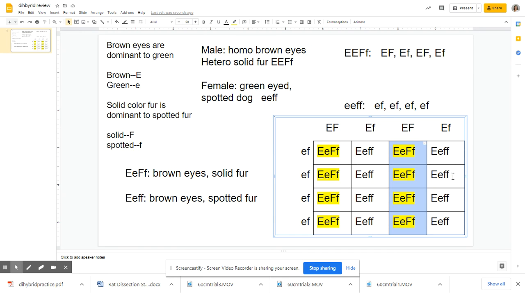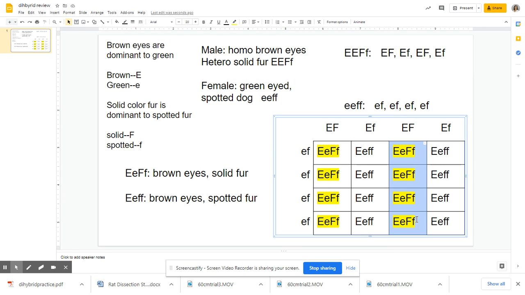And then, of course, the other 8 boxes, or the other 50% chance, belongs to puppies with brown eyes and spotted fur. And let me just make sure I said that correctly. This would be brown eyes with solid fur. These would be brown eyes with spotted fur. So there's a 50-50 chance of each happening, which means every single time a puppy is born, there is a 50% chance of brown eyes and solid fur, or a 50% chance of brown eyes and spotted fur. So I hope that this sort of helps you understand a little bit better.